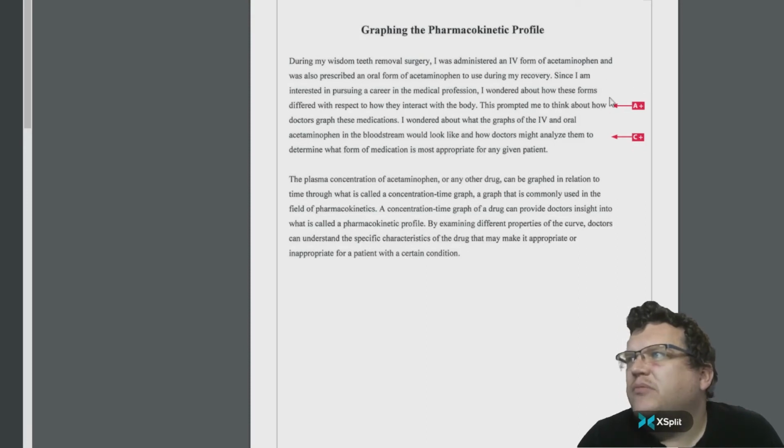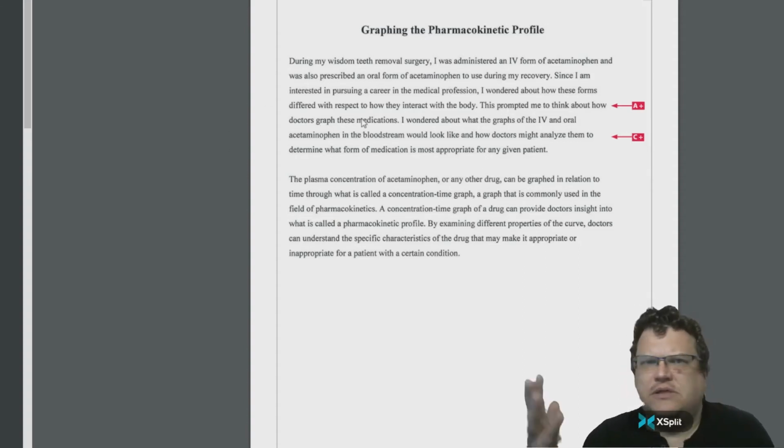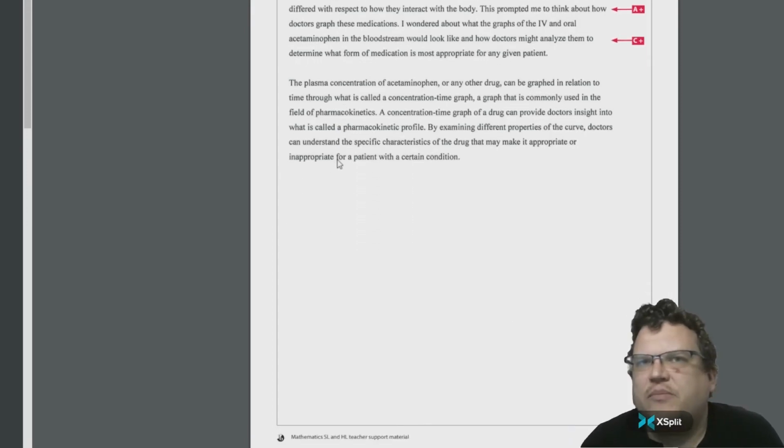We can look through here. There's some annotations been provided all about. We're looking specifically for A's and B's today. So A, we've got a bit of an intro and rationale here. This prompted me to think about how doctors graph these medications. It's a great rationale. This person's thinking about a career in medicine.